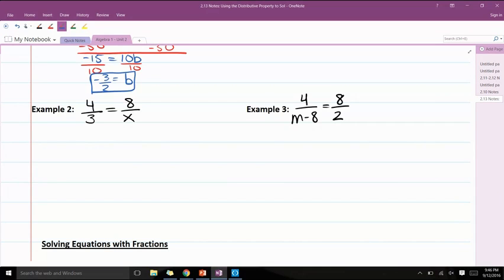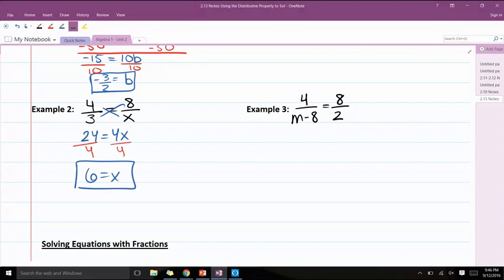Okay, so now that you're back with me real quick, let me walk you through this. We're going to cross multiply. 3 times 8 gives me 24. 4 times x gives me 4x. I want to get my x alone, so I divide each side by 4. And you should have done 6 equals x.